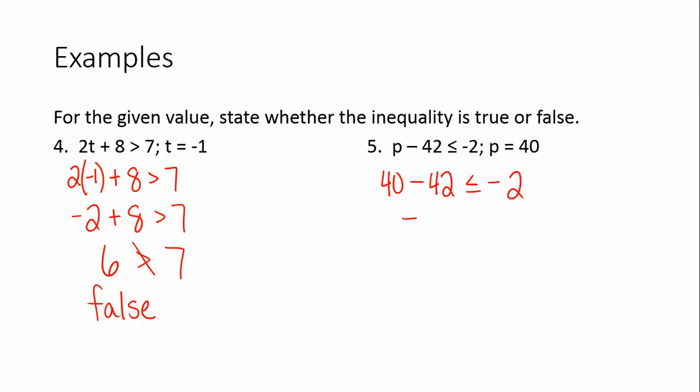40 minus 42 is negative 2, so we have negative 2 is less than or equal to negative 2. And this is where you have to really pay attention to this symbol. The line underneath indicates that the two things can be equal, the left and the right, and that is what's happening here. Negative 2 does equal negative 2, so this is true. Negative 2 is less than or equal to negative 2.